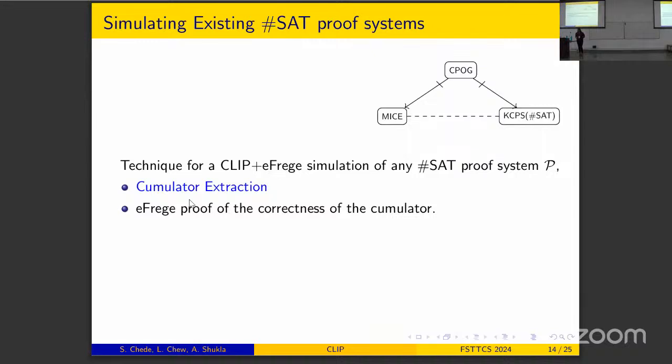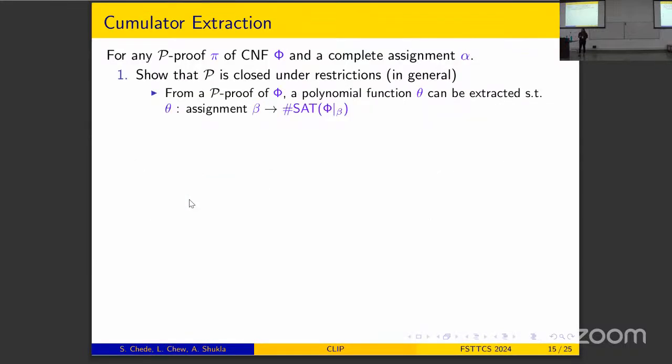Now, actually, this is an interesting thing. We come up with a technique to simulate any sharp-SAT proof system, and we have tried it for all three; it will work. So this is a general framework. Given a proof of some system, how can I get a proof in clipless E-Frege? That's the question. This is done in two parts. First, you extract the cumulator from that circuit, and then you prove its correctness. We'll give a procedure for both of them. Let's see cumulator extraction, right?